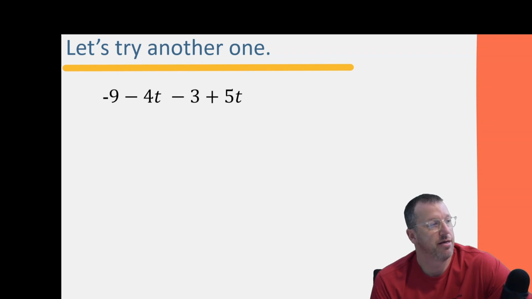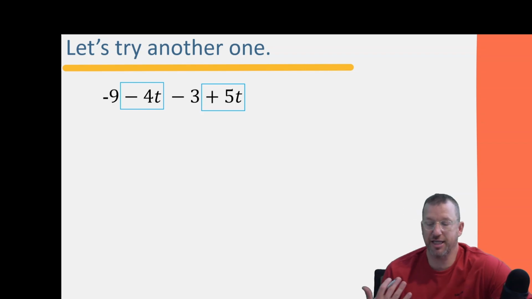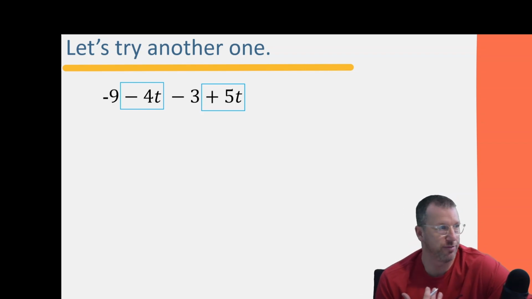So I have negative 9 minus 4t minus 3 plus 5t. Okay, so look at our terms. I have a negative 4t and I have a 5t. So I saw some t's up there, the variables. And my examples all have t's because I think we're talking about terms and teams, but it could be any letters. As long as the letters are the same and there's no exponent attached to it or anything like that, as long as they're the same, you can combine them.